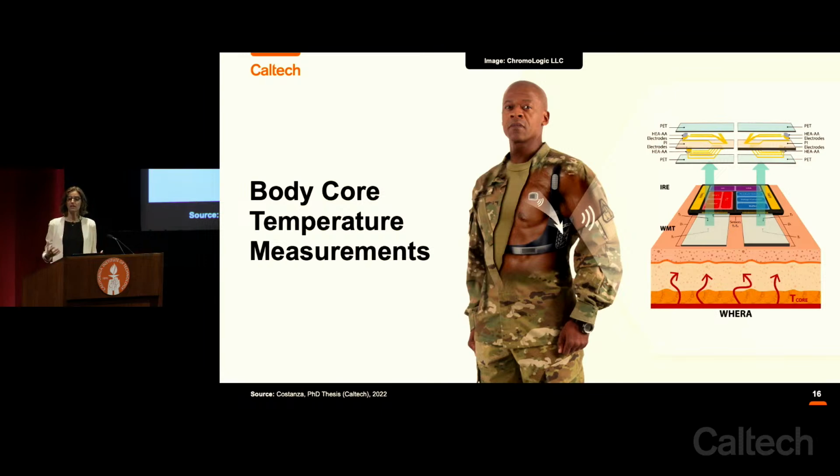Because being so sensitive allows us to reduce the complexity of electronic systems. So in collaboration with the Army Research Office and a local company, Chromologic, we're working to create wearables to fight heat-related injuries and thermal work strains, for example, during training or operations in extreme climate from soldiers.